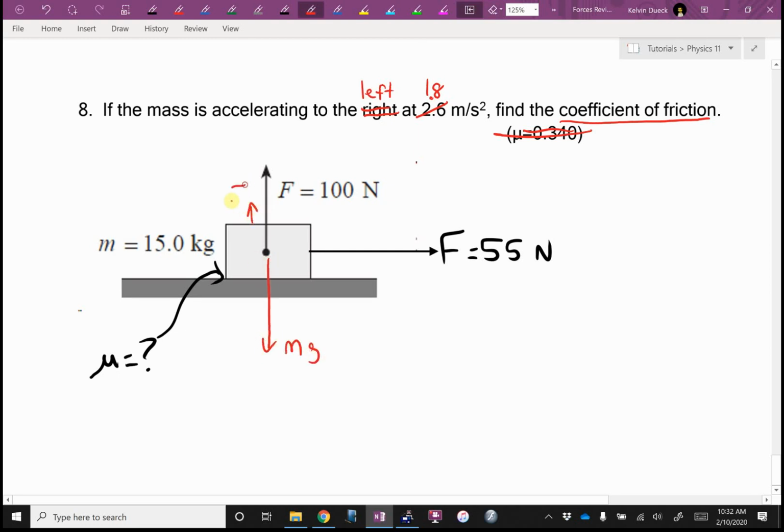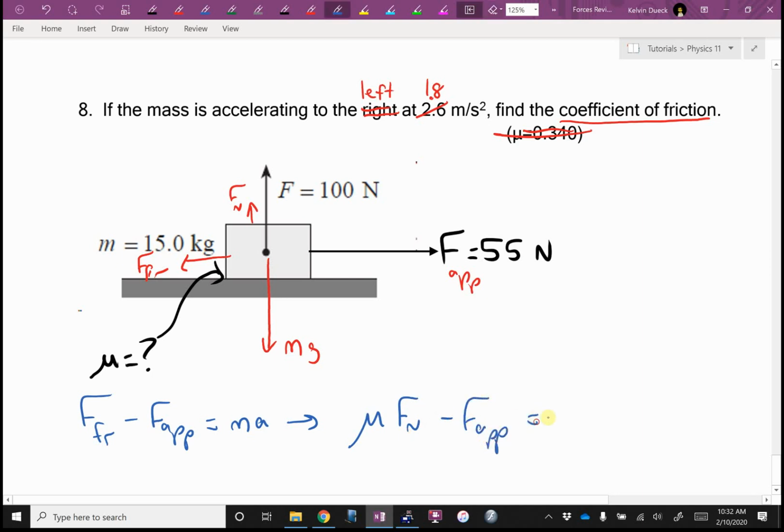There's going to be a little small normal force because 100 newtons is already being taken care of by gravity. There's going to be F applied. There's going to be friction. We're accelerating to the left, so who's winning? Friction minus F applied equals ma. I'll get mu times the normal force minus F applied equals ma. I'm trying to get the mu by itself.